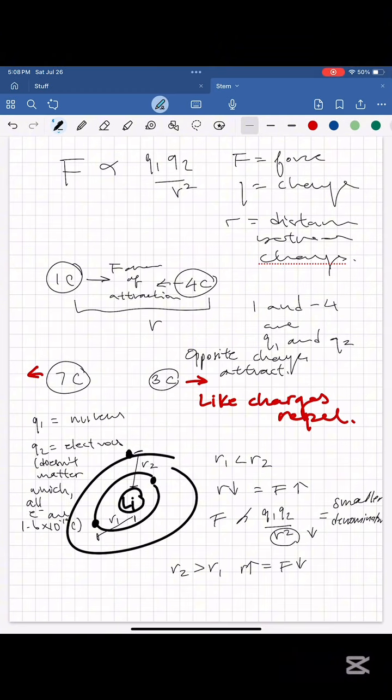Okay, so yeah, Coulomb's law helps explain why structure, at least partially, affects the reactivity of certain elements such as lithium.